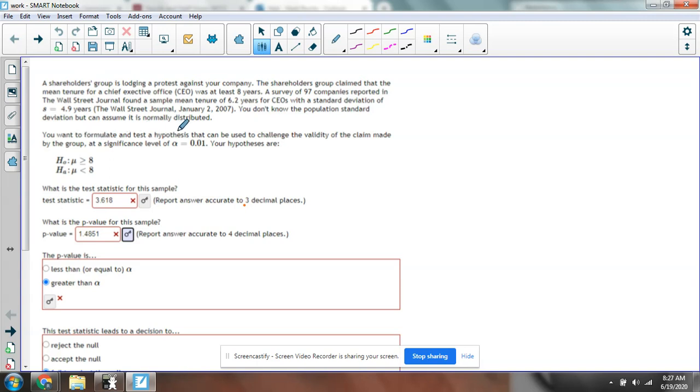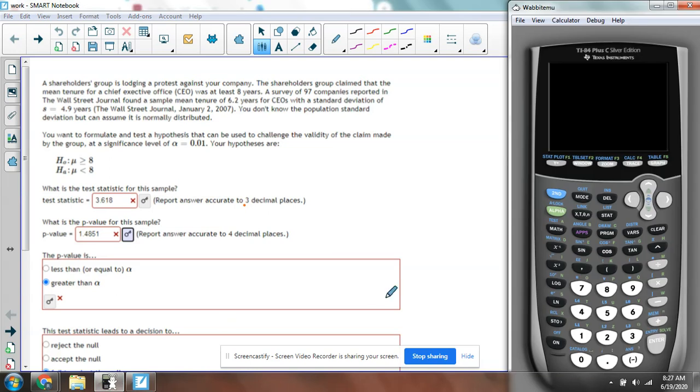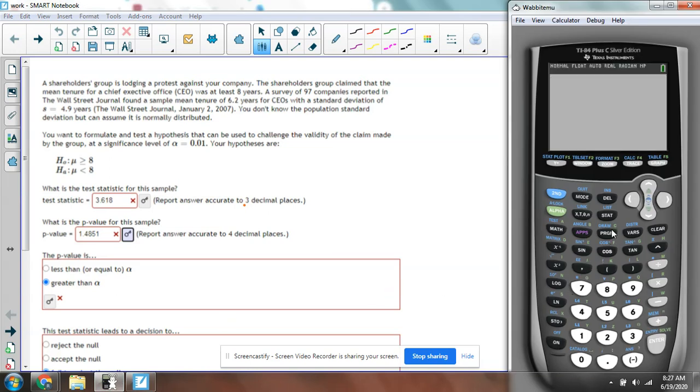You want to formulate a hypothesis to challenge the validity of the claim made by the group at a significance of 0.01. So the group is claiming it's at least 8. We're saying it's less than 8, or we want to prove it's less than 8. So in our calculator, we're going to go to stat tests. We're going to do a t-test because we don't know sigma.